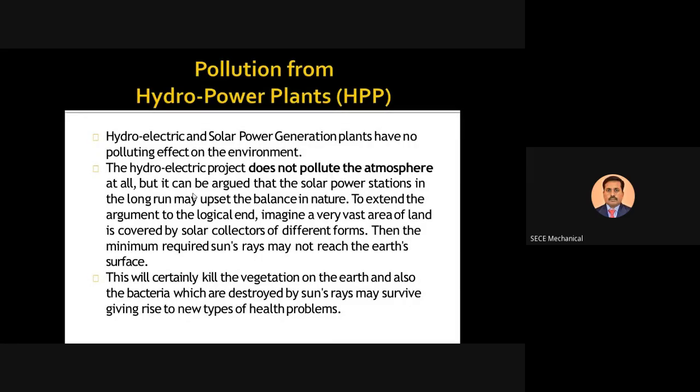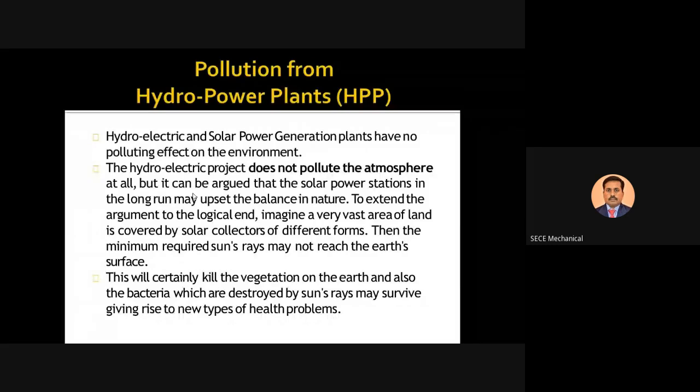Okay, please see the slide, you will get an idea. Hydroelectric projects do not pollute the atmosphere at all. But it can be argued that a solar power station in the long run may upset the balance in nature. Hydro or solar power does not produce environmental pollution, but it will upset the balance in nature. What is meant by upsetting the balance in nature? Temperature variations.